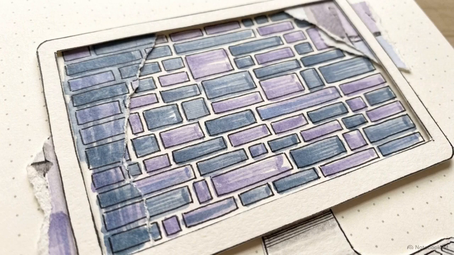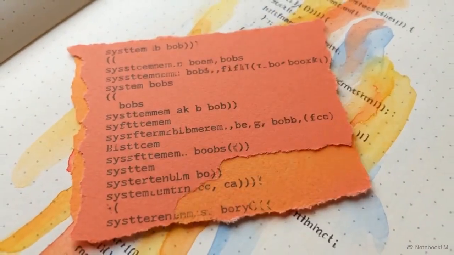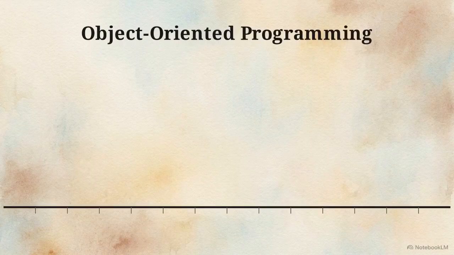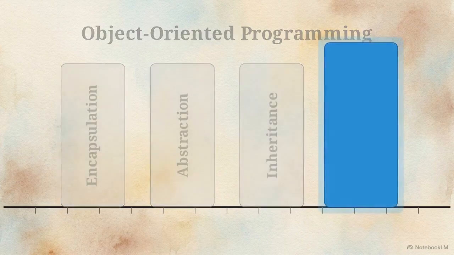Imagine an application where every tiny variation requires a unique block of code. You would end up duplicating thousands of lines, creating a system where fixing one bug means hunting down dozens of identical copies. Java addresses this through object-oriented programming and its four main pillars. The specific solution for this rigidity is polymorphism.